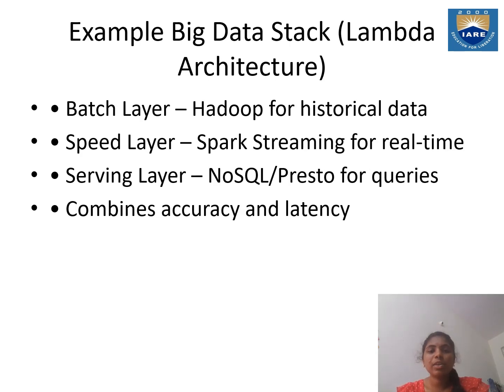Let's consider the example of a big data stack with Lambda architecture, which contains three layers. The first is the batch layer, Hadoop for historical data. The second is the speed layer, Spark Streaming for real time. The third and final layer is the serving layer, NoSQL and Presto for queries. This is the example of Lambda architecture, which combines accuracy and latency.